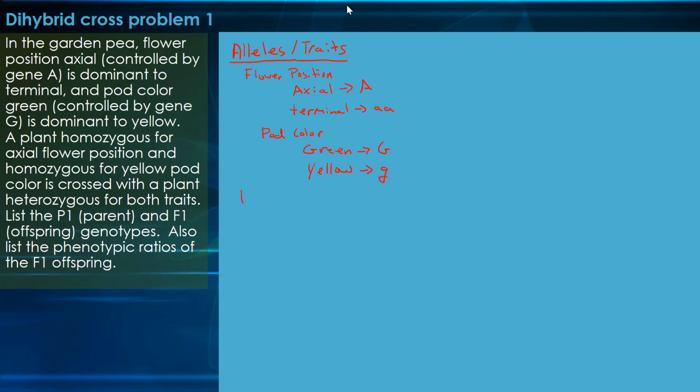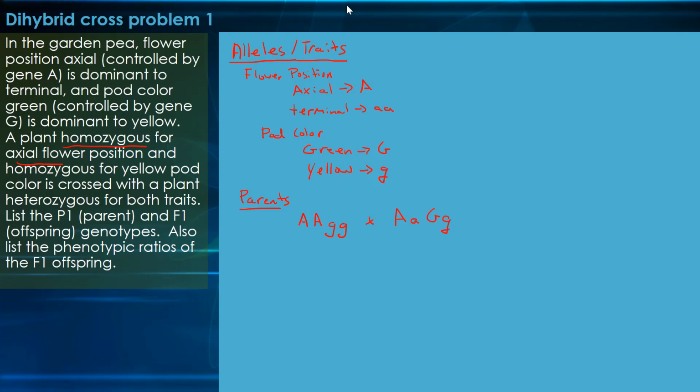All right, after alleles, let's talk about our parents. Let's identify what our parents are. Looks like we are going to have homozygous for axial, big A, big A. Homozygous for axial and homozygous for yellow, little g, little g. We're going to cross that with a plant that is heterozygous for both traits: big A, little a, big G, little g.